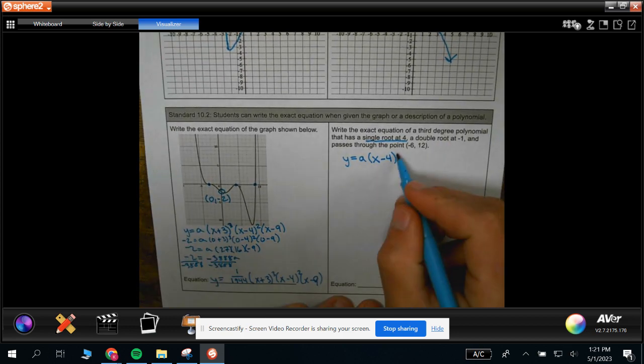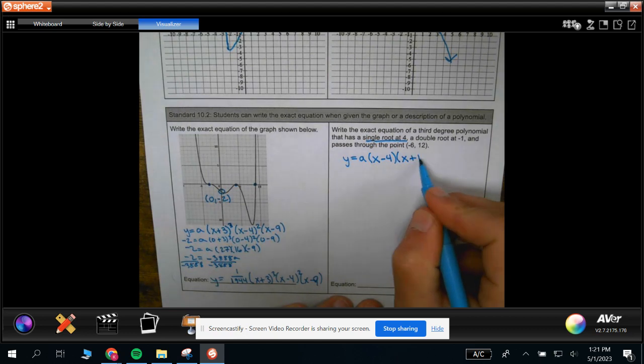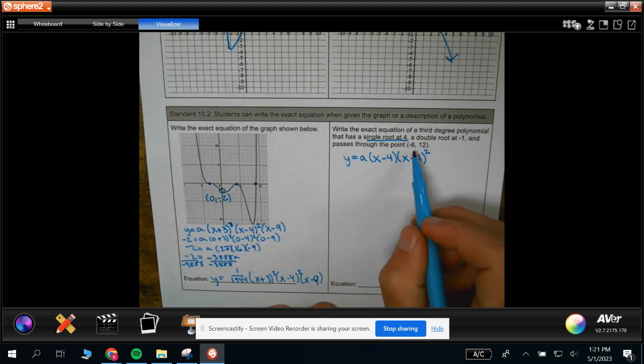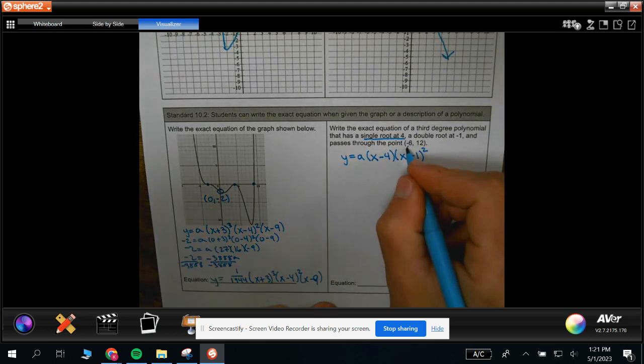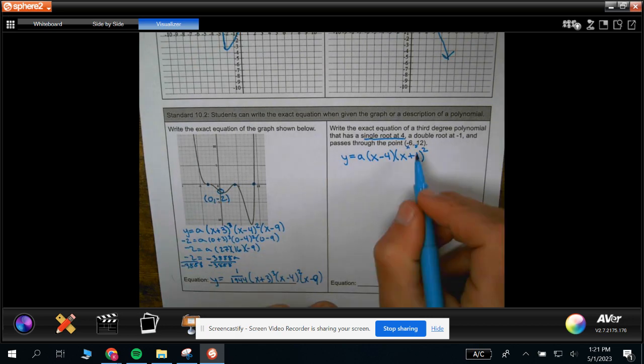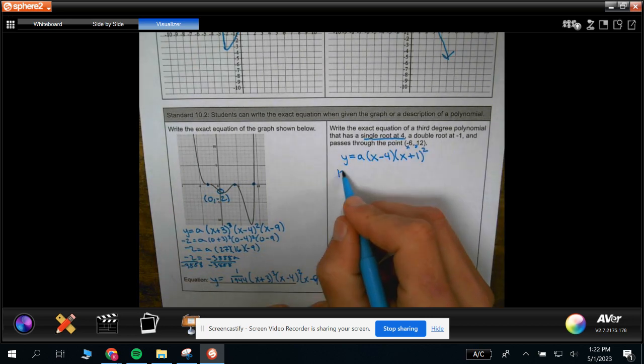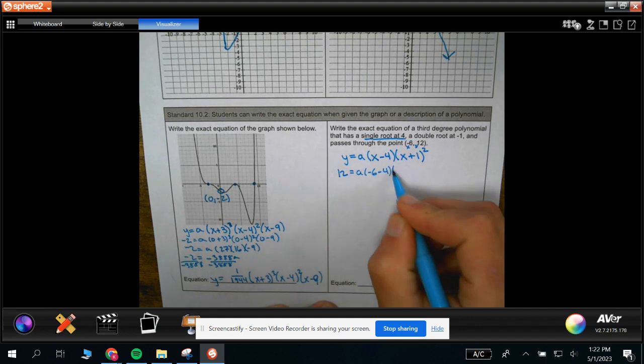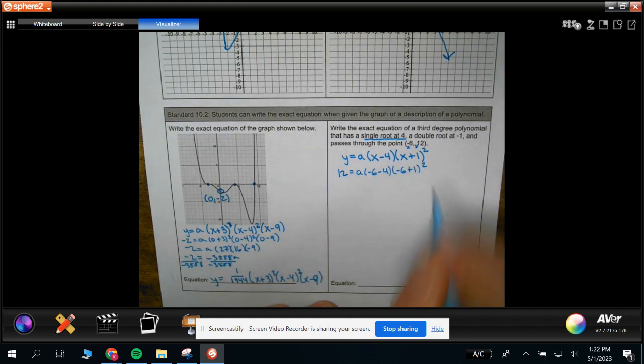A double root at -1, which means my factor is x plus 1 because -1 plus 1 is 0. And it's a double root. Now I can see here it passes through the point (-6, 12). X, y. So I'm going to take those values and substitute them in. 12 equals a times (-6 minus 4) times (-6 plus 1) squared.